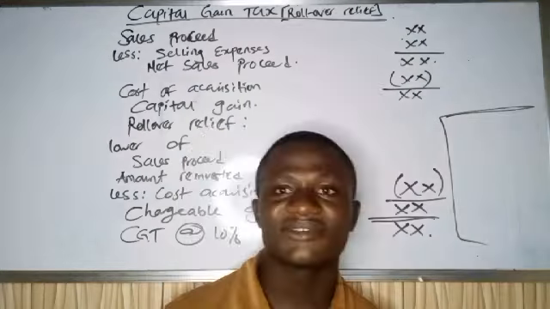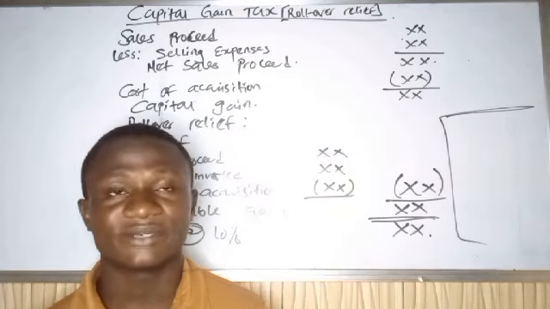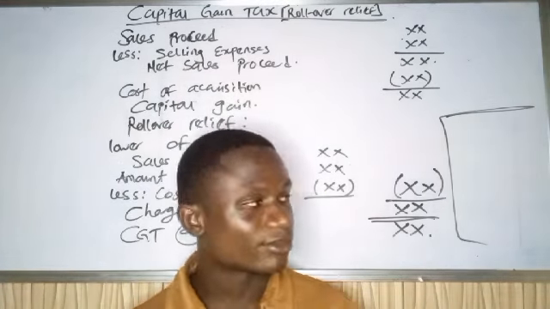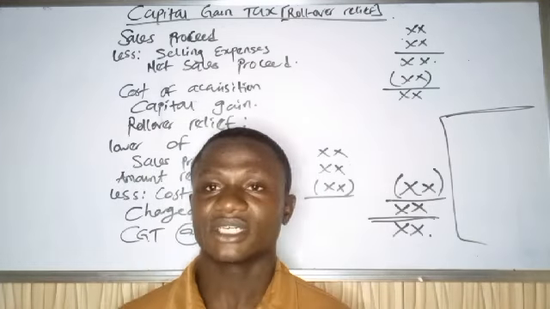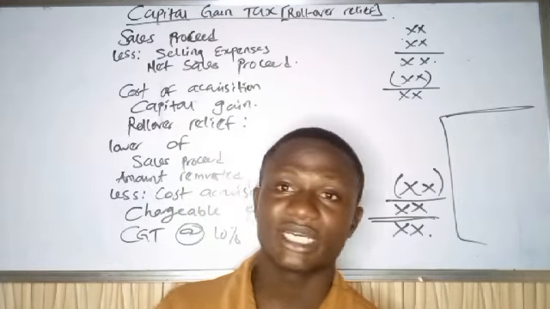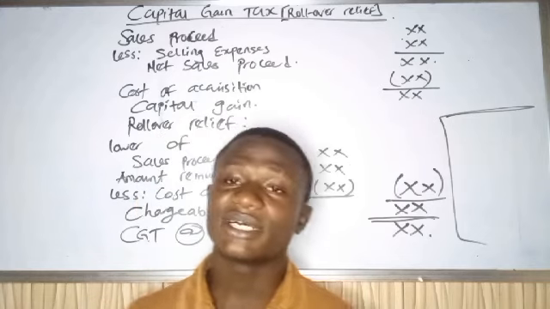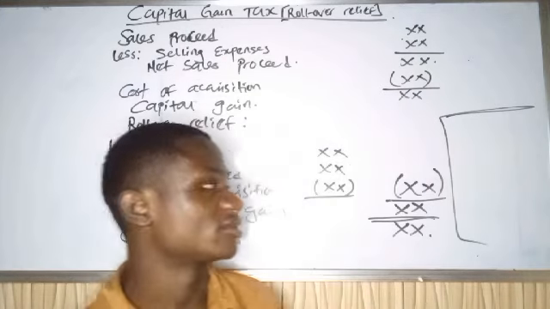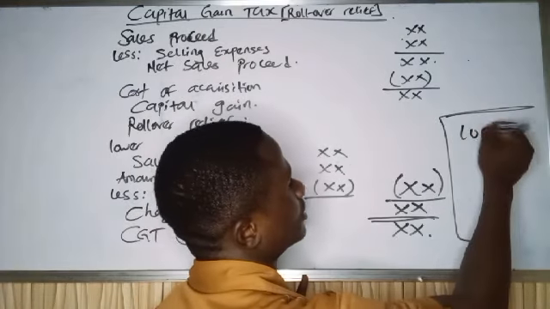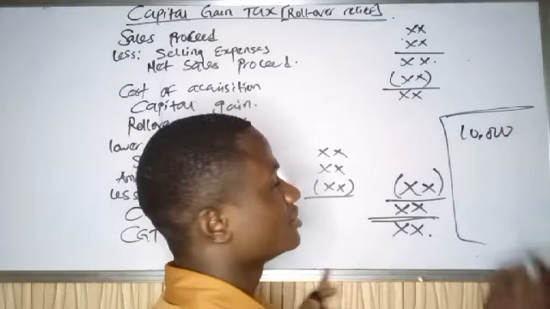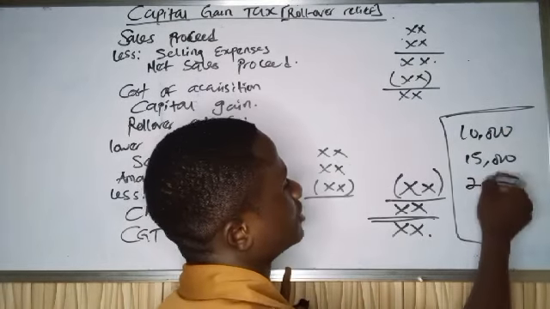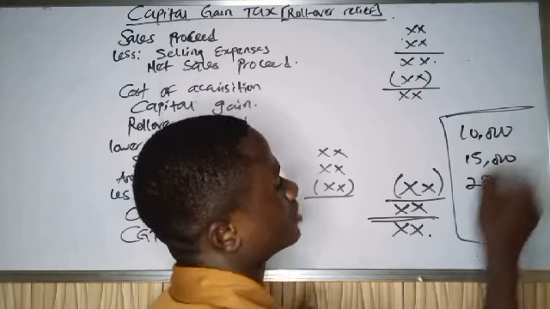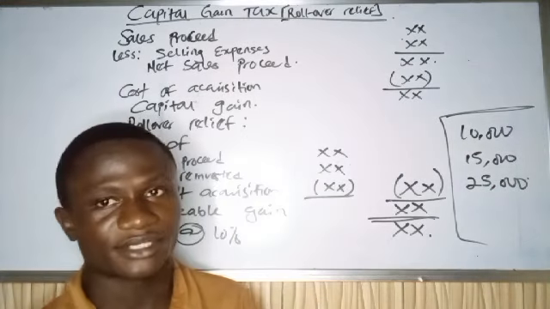So I sold the asset after 5 years. I'm selling it for 15,000 naira. So I bought the asset for 10,000 naira years back. I'm selling it for 15,000 naira this year, and I decided to buy another asset. So let's say I'm buying the new asset for 25,000 naira. So I bought it for 10,000 naira, I'm selling it for 15,000 naira after some years, and I bought a new asset at 25,000 naira.